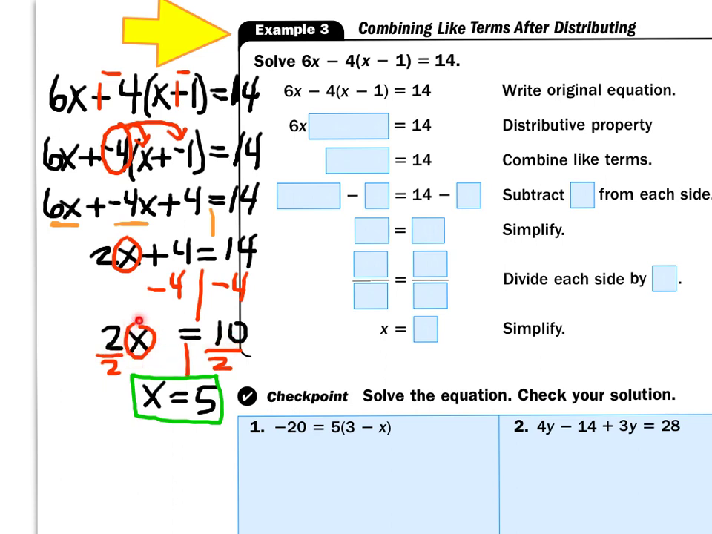So circle the variable, bring down the wall. There's only one way to get rid of that 2, to divide both sides by 2. And so then we simplify. 2 divided by 2 gives us that giant 1 in front of the x. Bring down the x, bring down the equal sign, and 10 divided by 2 gives us 5.